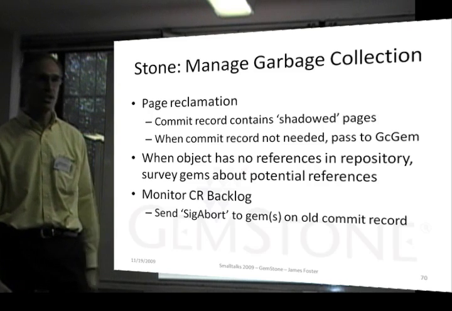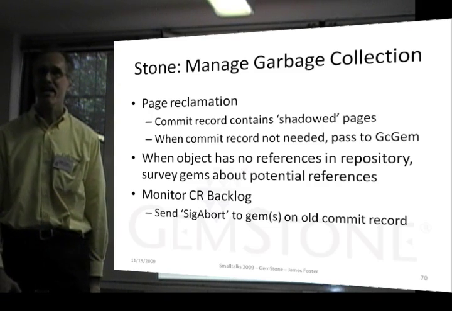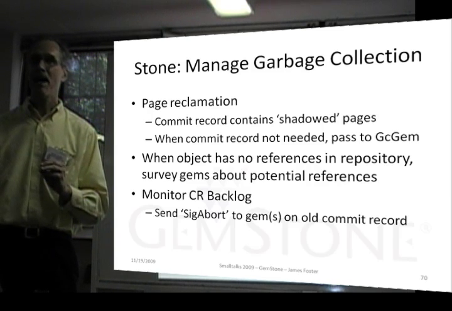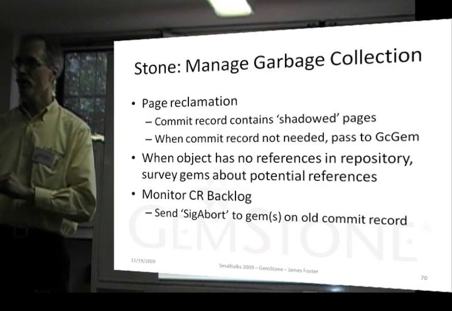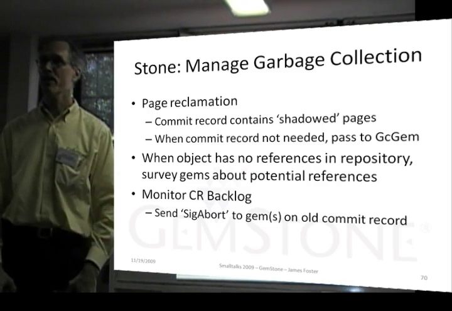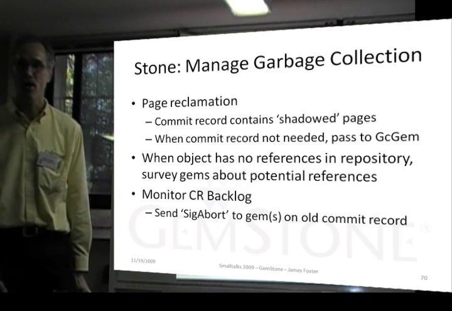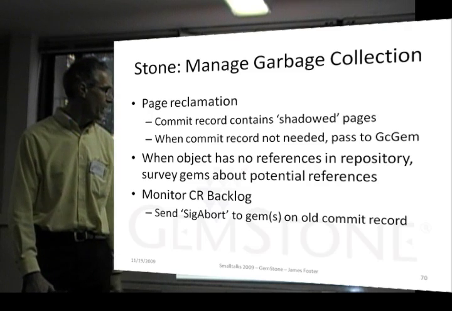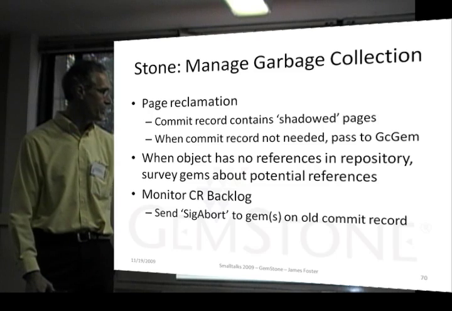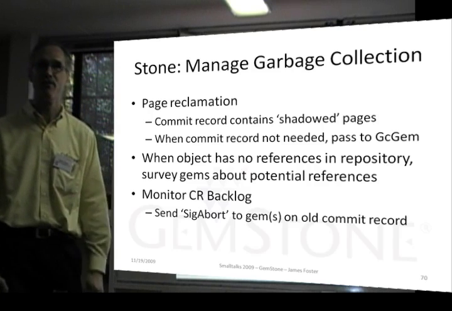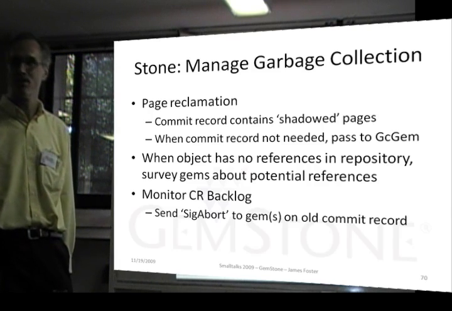The stone manages the commit record backlog. And again, a gem can configure itself to say, I'm interested in being notified if I'm holding the oldest commit record because I'm willing to give it up. I'm willing to do an abort. So the stone sends a signal to certain gems that are configured to request it, saying, please do an abort.